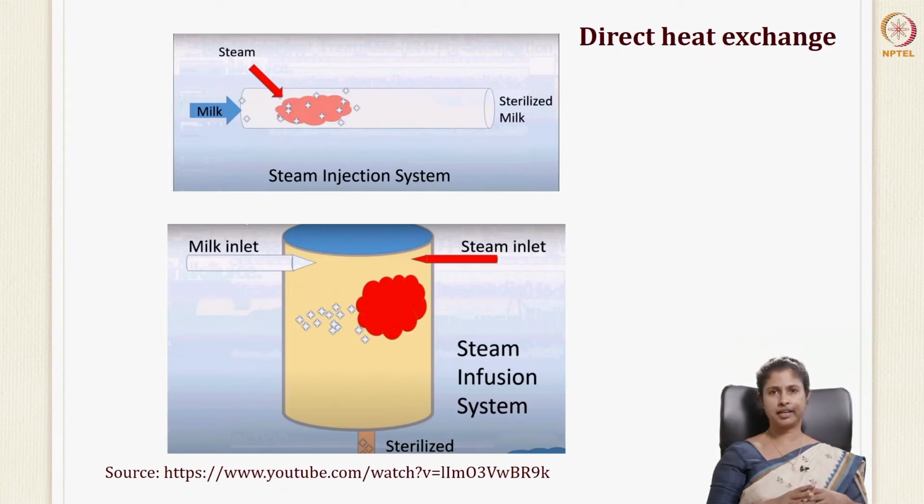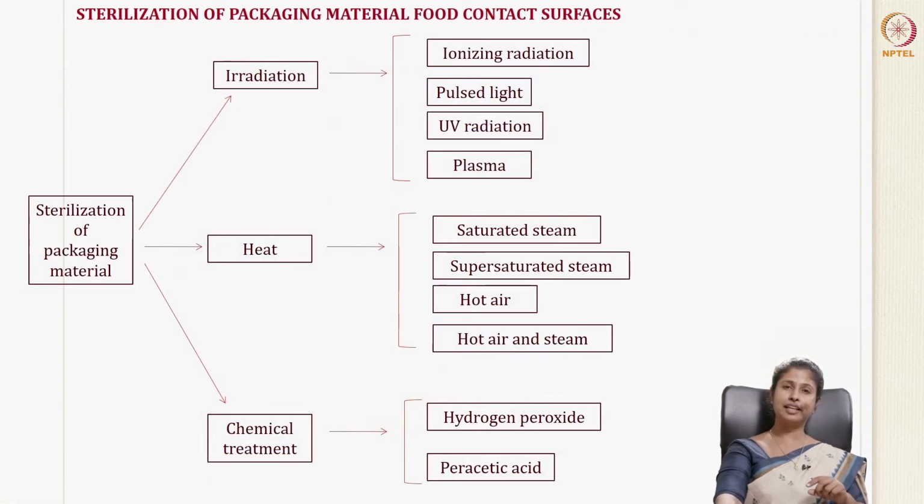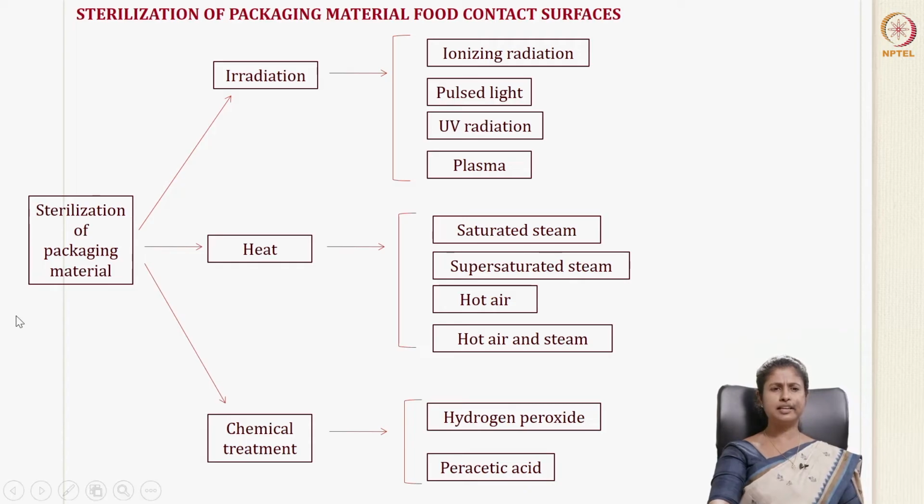to sterilize your product. Once the product is sterilized, the other thing that you need to sterilize is your packaging material. We discussed that both the product and the packaging material have to be sterilized. So when you sterilize your packaging material, there are three main methods of sterilizing your packaging material. One is irradiation, one is heating, and one is chemical treatment. In irradiation, they use ionizing radiations, pulse light, UV radiation, or plasma. Any of these can be used to sterilize your packaging material.